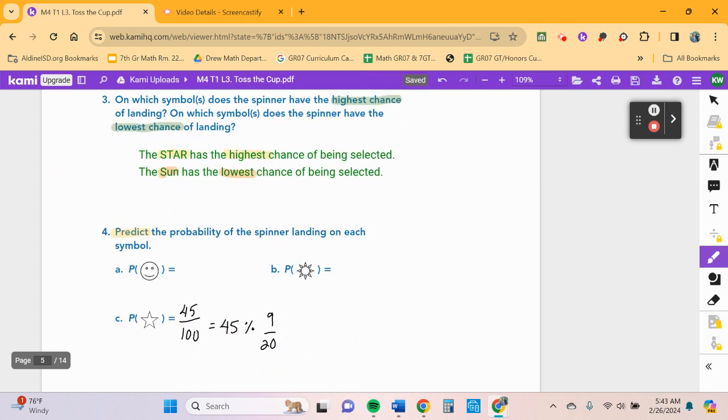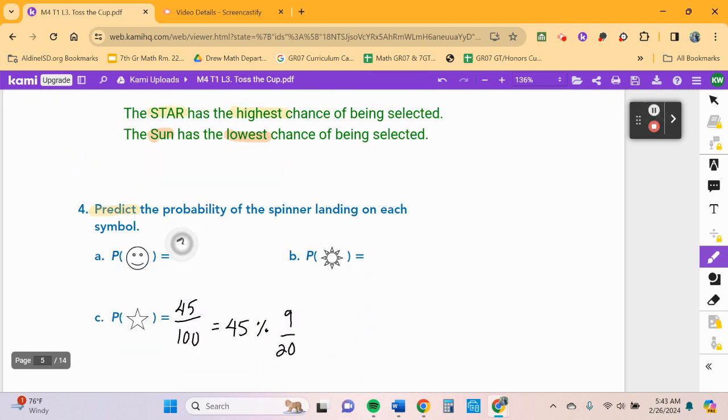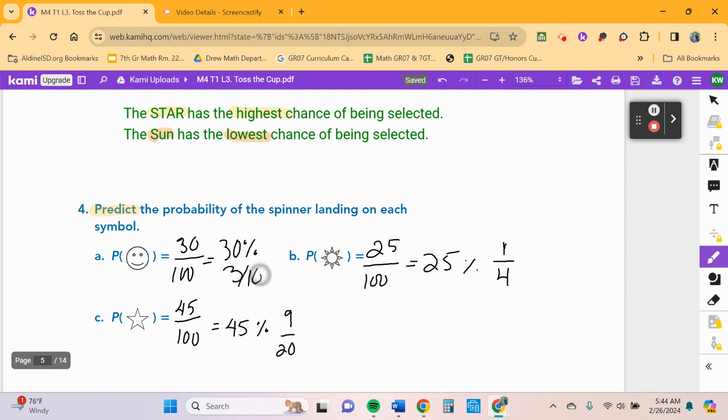So now I'm going to just translate these numbers into question number 4. Our smiley was about 30 out of 100, which was 30%. And our sun was about 25 out of 100, which we know is 25%. And to take it up even further, our fraction form, that is about 1/4. And 30 out of 100 is 3/10. Alrighty, go ahead and get those numbers down because now we are about to discuss.